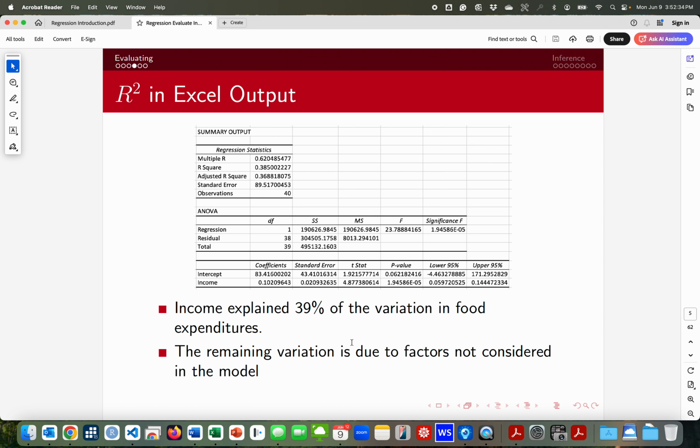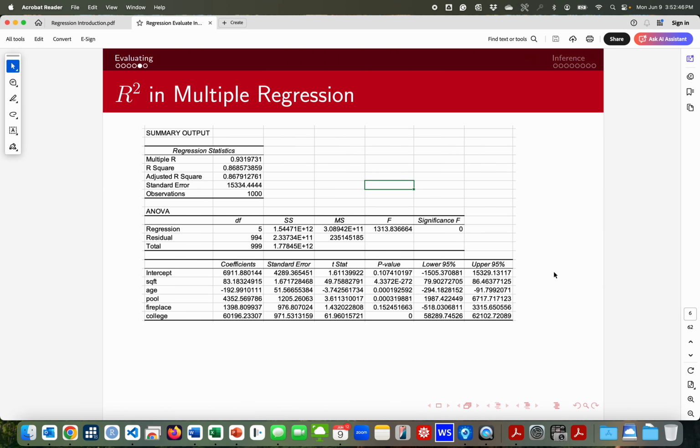And it's impossible to determine all the factors that explain food expenditure because there's going to be some randomness from household to household that we're just not ever going to be able to capture with a regression.